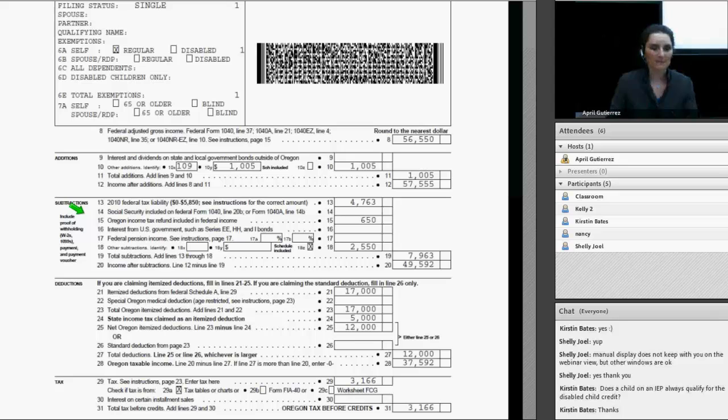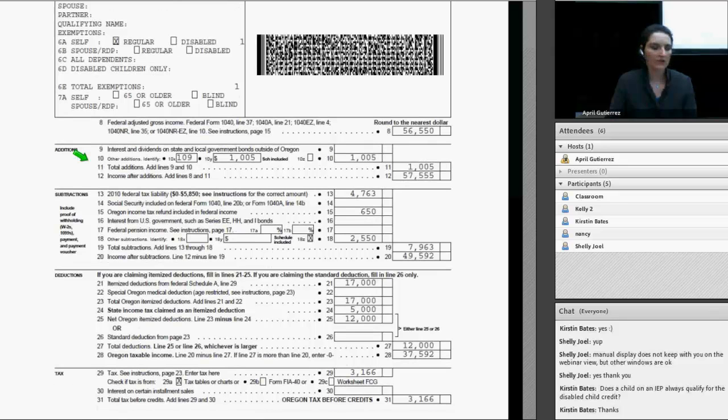We have interest and dividends on state and local bonds outside of Oregon. That box is blank. We didn't have any of that type of income, but we do have another addition for that federal tax refund of $1,005. We also have the federal tax liability, and you had to remember to subtract out the making work pay credit. We then on line 15 entered the Oregon tax refund that was included in federal income.